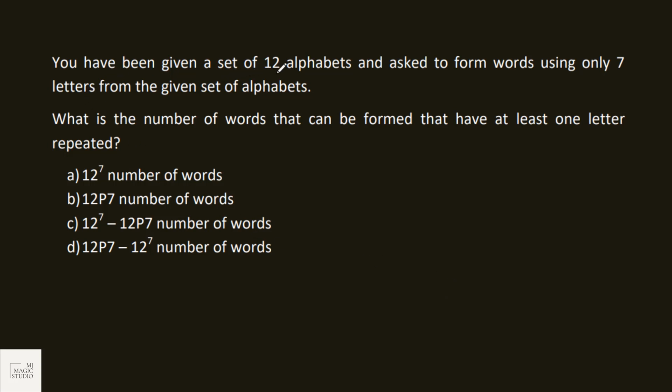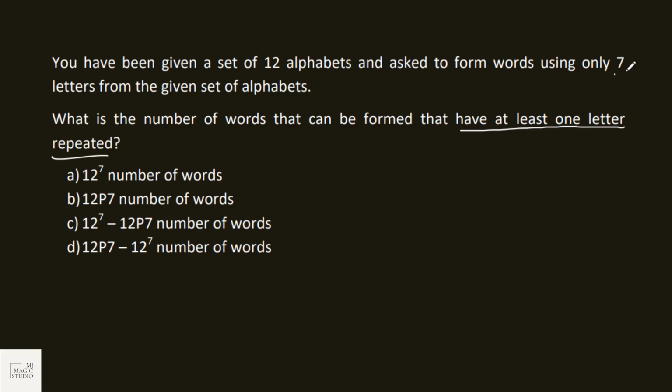You have been given a set of 12 alphabets and asked to form words using only 7 letters from the given set of alphabets. Fair enough. What is the number of words that can be formed that have at least one letter repeated? Now this means at least one letter repeated, so we need to first find the total number of words which we can form with the repetition allowed.